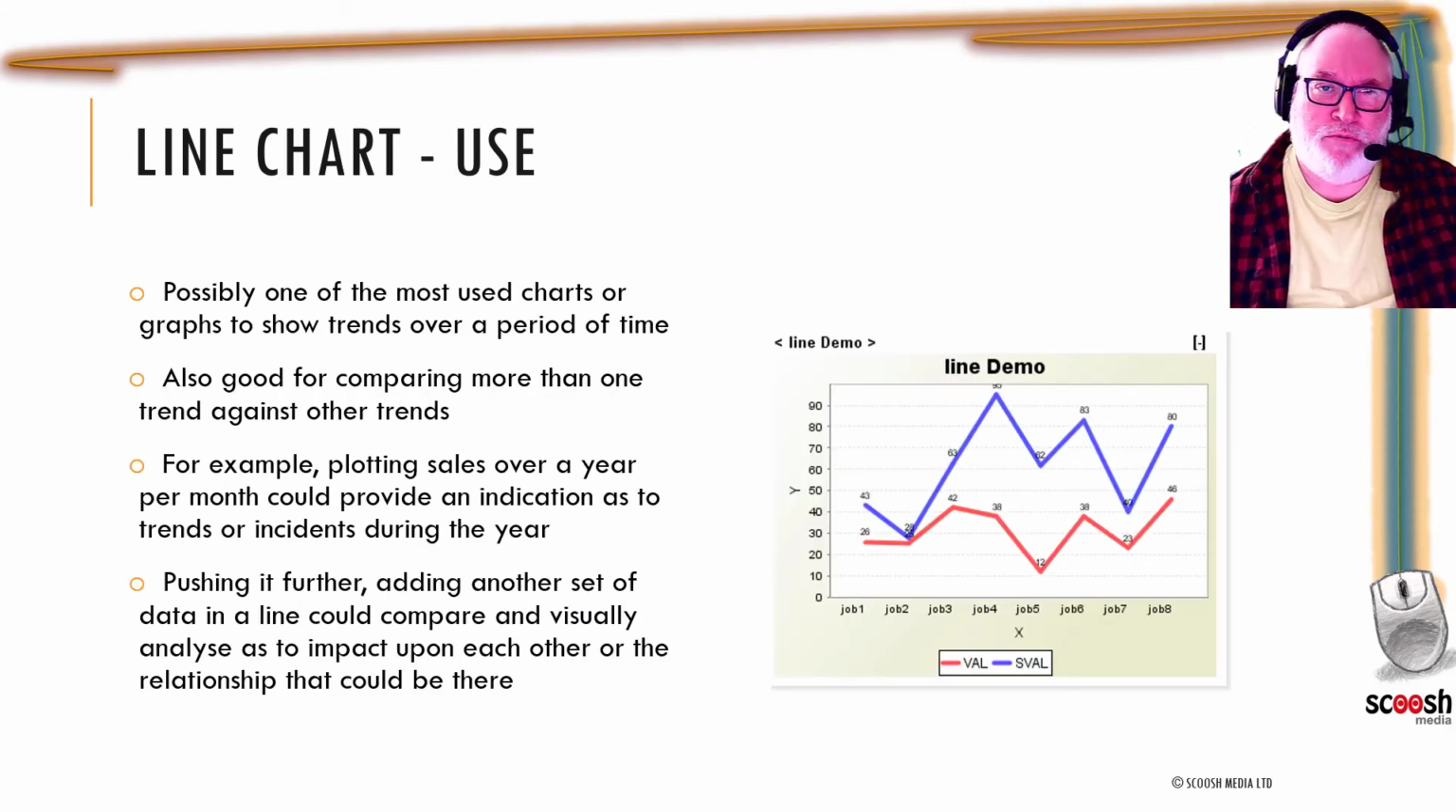So if you just look at some more of the uses of line charts, it's quite often referred to as a graph. It's to show, as I said there, trends possibly over a period of time. You have your X axis along the bottom horizontally, and vertically at the side, you can have your Y axis.